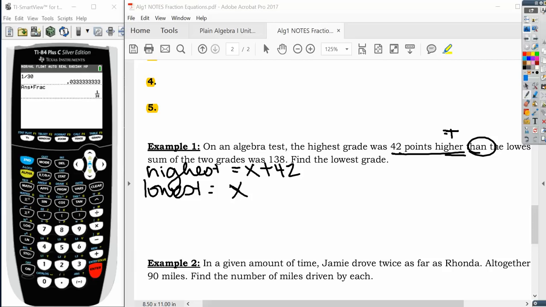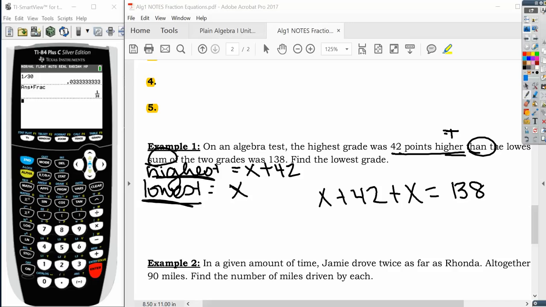So now it says the sum of the two grades was 138. So sum means add. So I'm going to take the highest, which is X plus 42, and I'm going to take the lowest, which is X, and I'm going to add them together. And that's going to equal 138. So now I'm going to draw my slashes and solve. X and X make 2X.